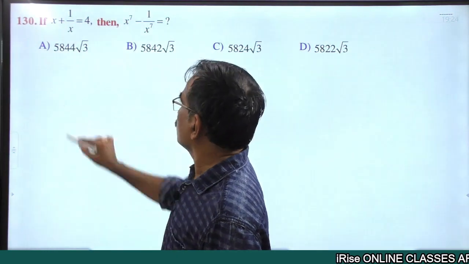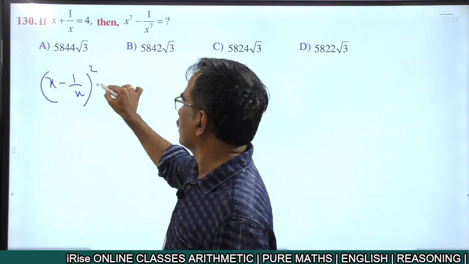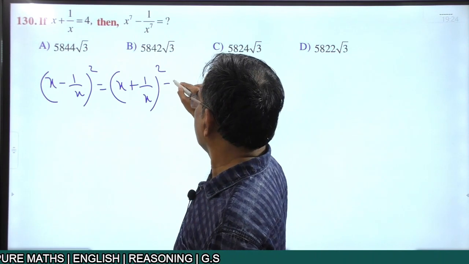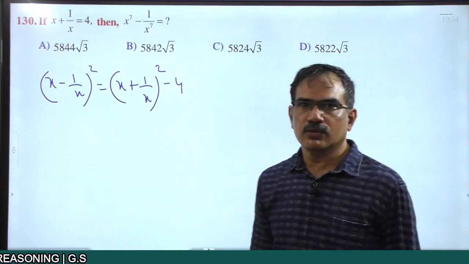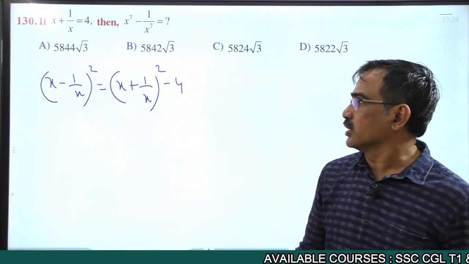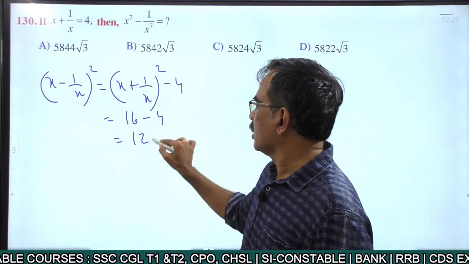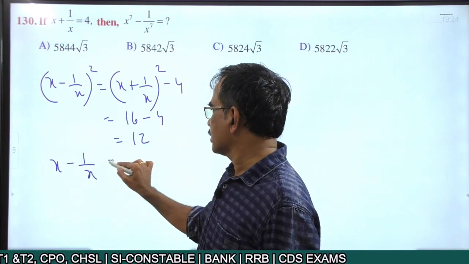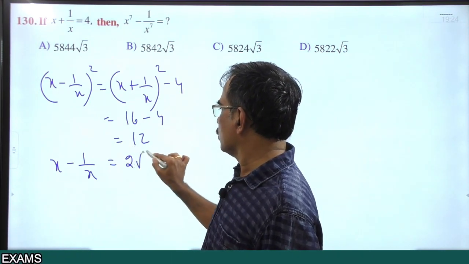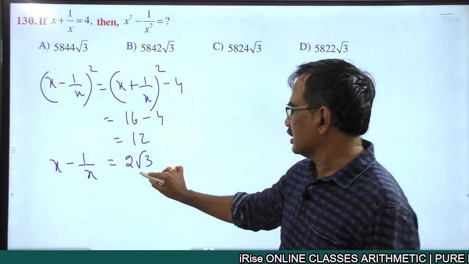Here the given question is x plus 1 by x is 4, then what is x minus 1 by x whole square? It is x plus 1 by x whole square minus 4 into x into 1 by x. A minus b whole square is equal to a plus b whole square minus 4ab. Here x plus 1 by x is 4, square 16, minus 4, 12. So x minus 1 by x is equal to root 12, which is equal to 2 root 3. This is p.